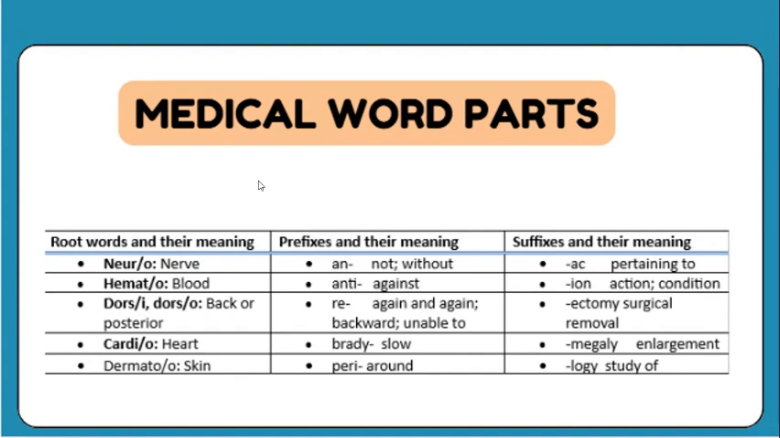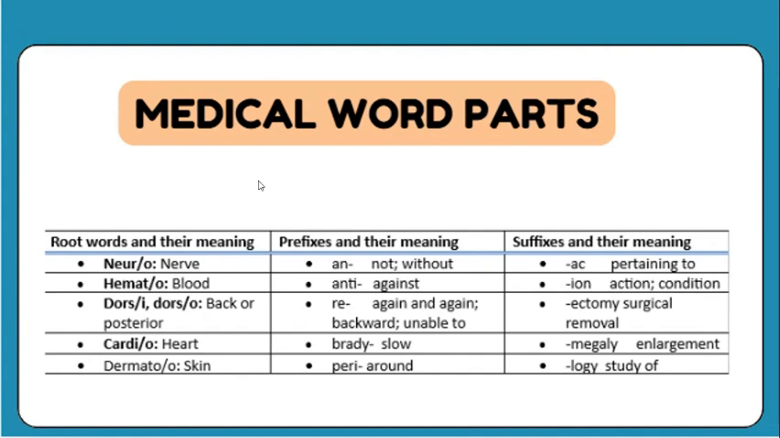We have more different word parts. When you go to the documents, you'll see them, but this is just to give an overview of what those word parts are all about. And we have the suffixes: we have AC, AR, IC, all of which mean pertaining to. We have ION, which means an action or condition. We have ectomy, which means surgical removal of something. We have megaly, which means enlargement, and we have logy, which means study of.